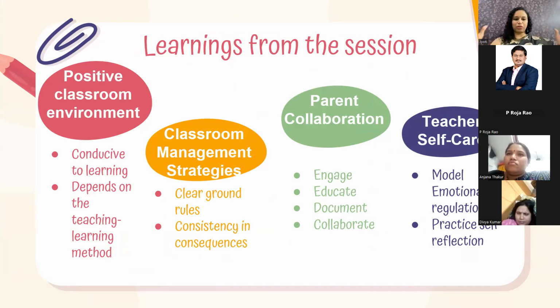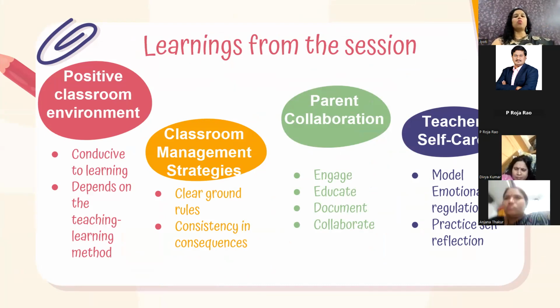Okay, hopefully, at least for the people who have attended the entire session, these are the four things that we did. One, we talked about what is a positive classroom environment. Two things, it has to be conducive to learning. It depends on the teaching learning method. So it has to be conducive to learning and it has to be an involved classroom. Second, classroom management strategies. Clear ground rules should be set. And whatever the strategies are, we have a ton of strategies, some 20 strategies I shared with you, but within that, you have to consistently follow the consequences of whatever the rules are that you have set.